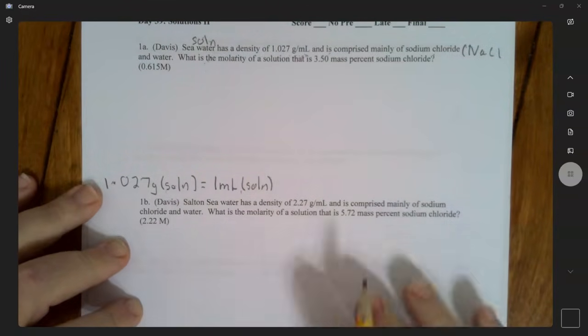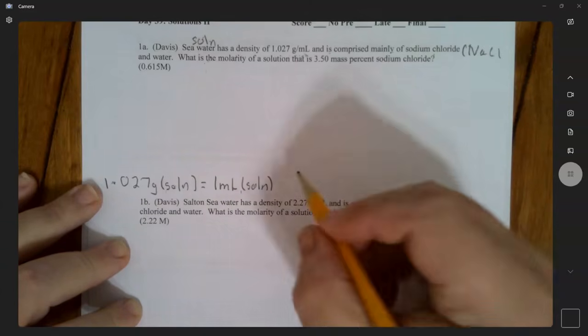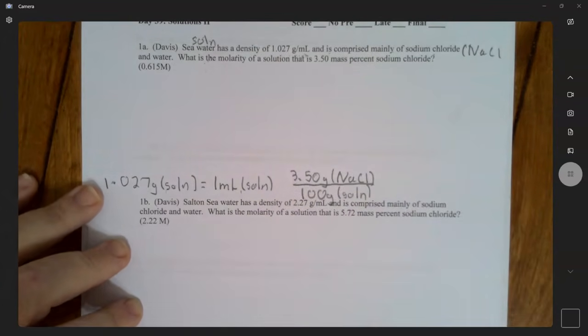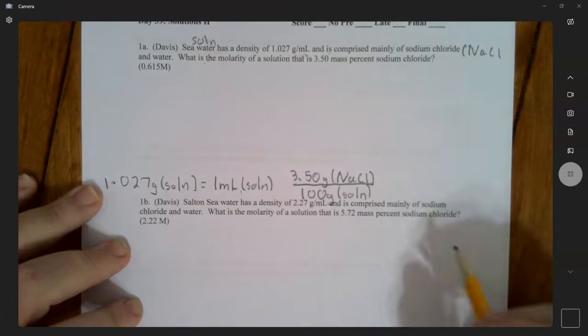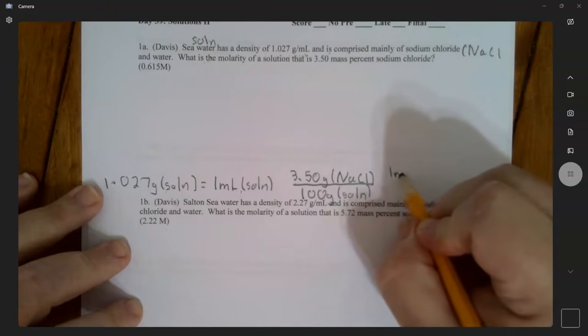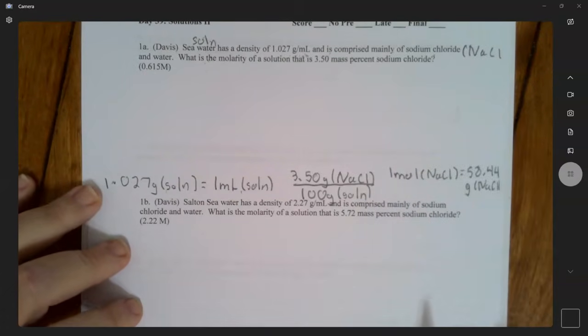So we talked about what to do with a mass percent. You assume that you're going to use 100 grams of the solution, therefore you're going to have 3.5 grams of the solute, in this case sodium chloride. So we'll just write that here. Okay, just like that. Alright, the only other thing we need is molar mass for NaCl, so we'll write that. You can calculate that. I'll just go ahead and give that to you here. Okay, there we go. That's everything we need to get started.